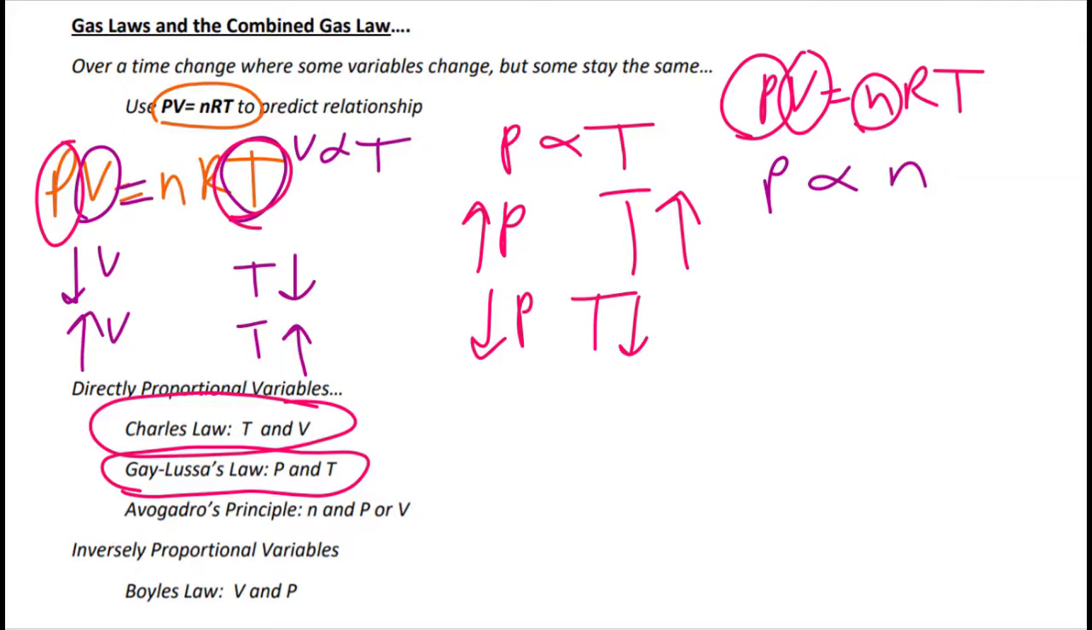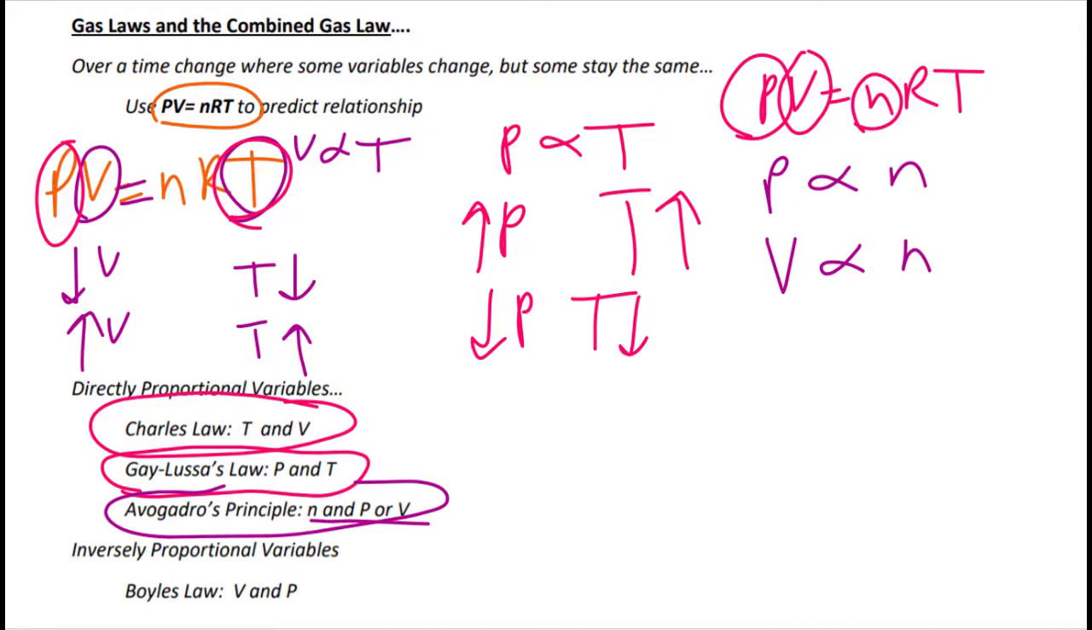So as one increases, the other increases. As one decreases, the other decreases. And same with volume is directly proportional to moles. As moles increase, volume increases. As moles decrease, volume decreases. And that is our Avogadro's principle: n being directly proportional to pressure and volume.